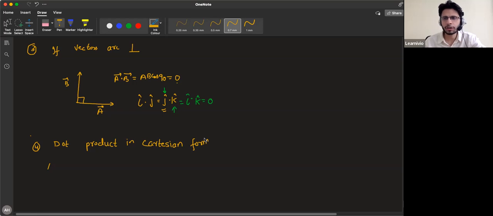Hanifa, what's the meaning of Cartesian form? It can be added algebraically.